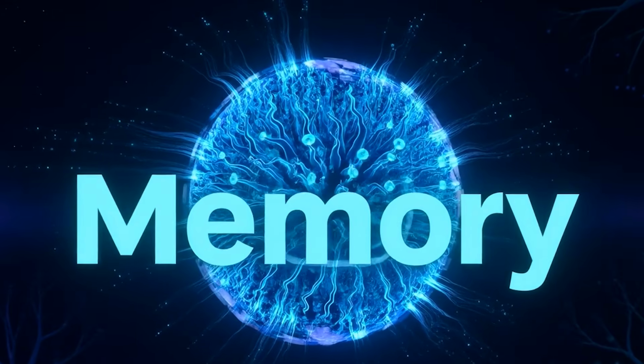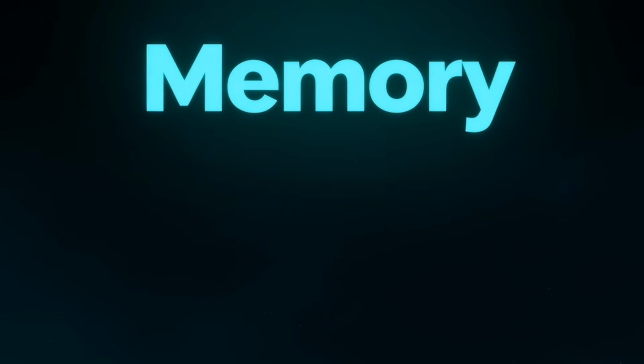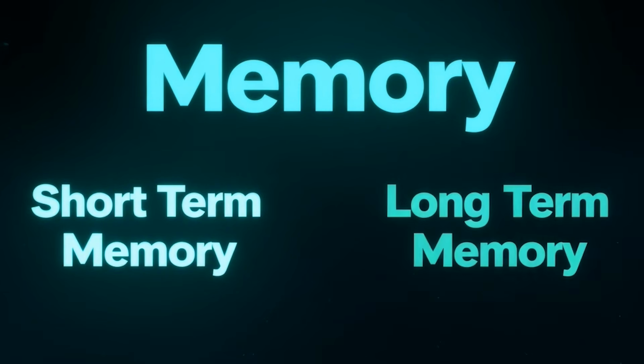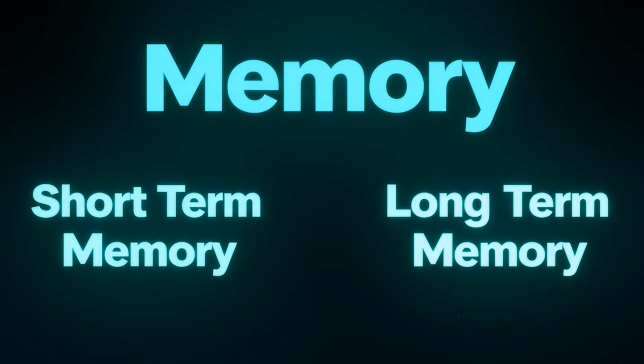Second is the memory. This is where most people get surprised. Agents have 2 kinds of memory. Short-term memory is the current conversation, what's been said in this session. Long-term memory is stored externally, like a database or a vector store, so the agent can remember things across sessions. Without memory, every conversation starts from 0, and with it, your agent knows who you are, what you've asked before, and what's already been done.